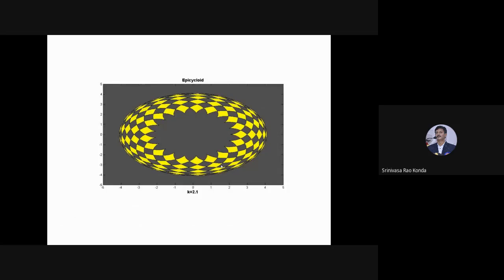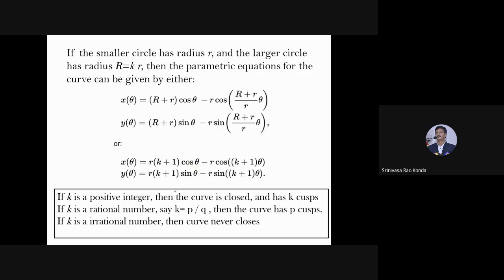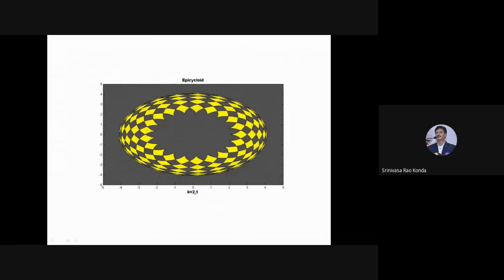So for k equal to 1.2, that is 21 by 10, the curve has p cusps, 21 cusps. K is equal to 21 by 10, a 21-cusped epicycloid: 1, 2, 3, 4, 5, 6, 7.